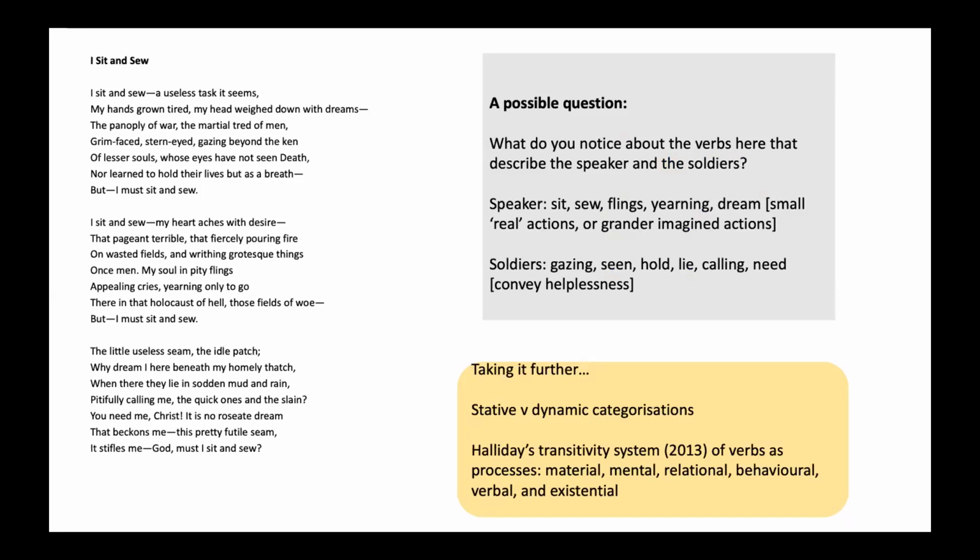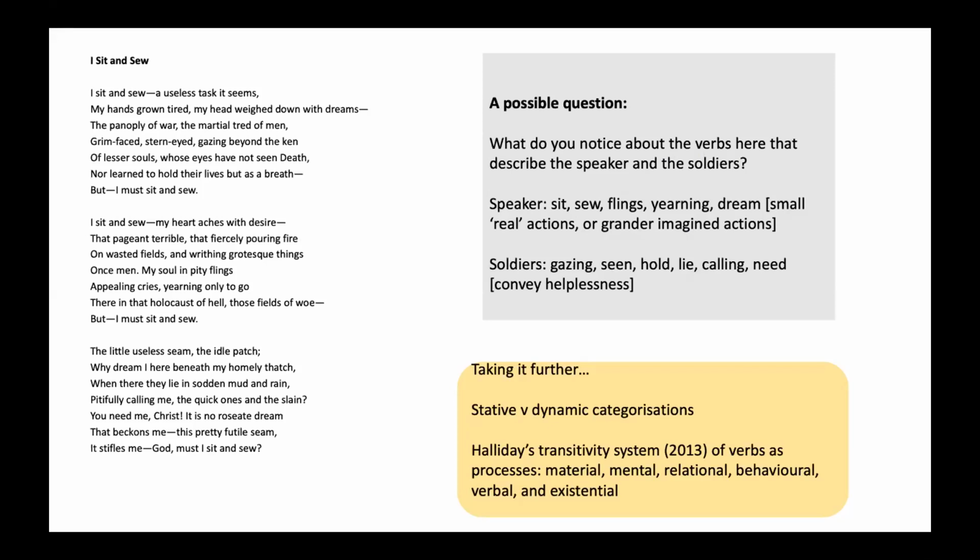So here's another example. And what I've chosen to do here is not to go through lots of different categorizations of different verbs. If you wanted to, you could discuss with students the difference between a stative and a dynamic verb. So a stative, a verb describing a state of being, and a dynamic verb relating to movement or action. So you could discuss that and you could identify the verbs in the poem.